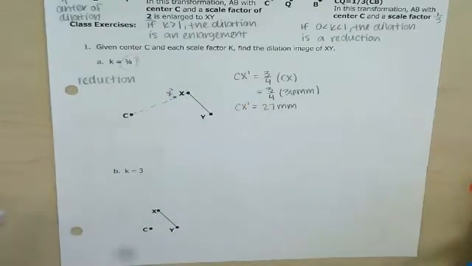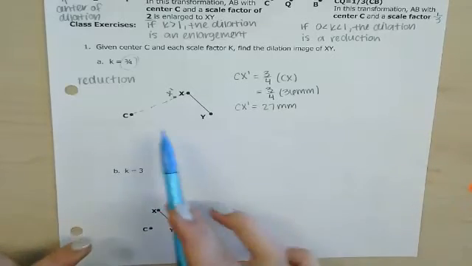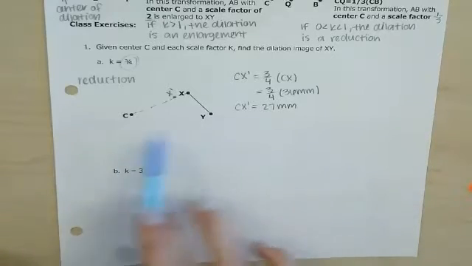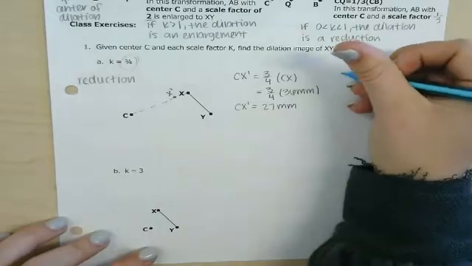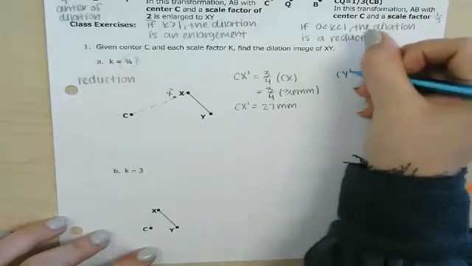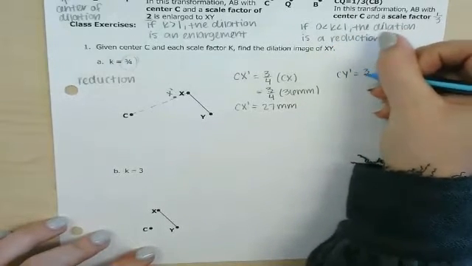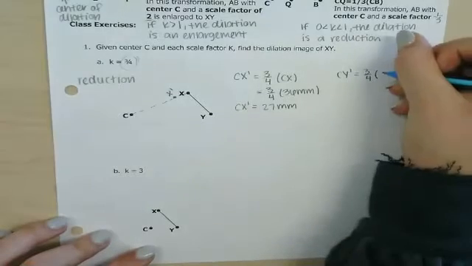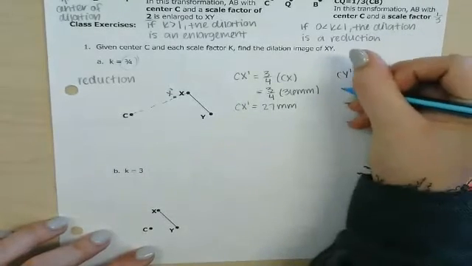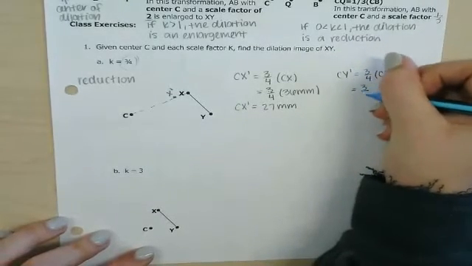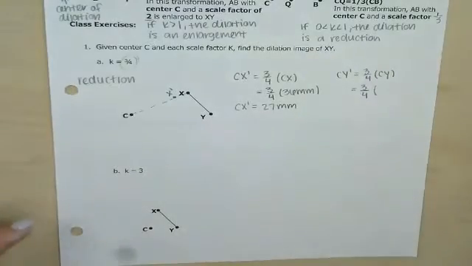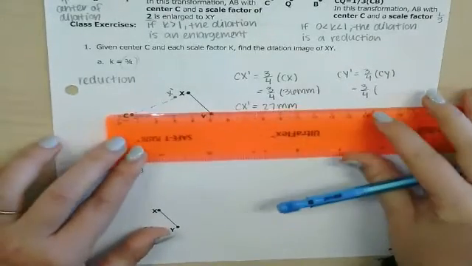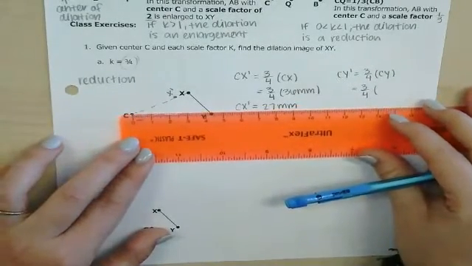Okay, all right, now we're going to have to do the same thing to find some point Y prime down here. So if we want to find CY prime, all we're going to do is multiply whatever the length of CY is by 3/4. So we take our ruler and we measure in millimeters how far it is from C to Y.